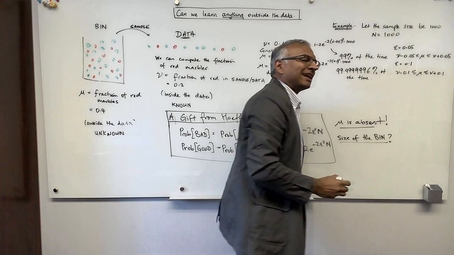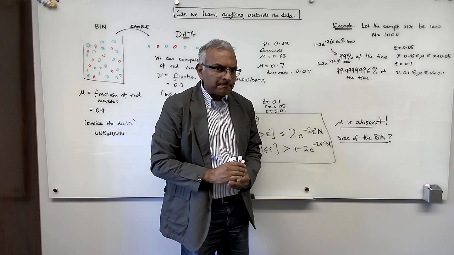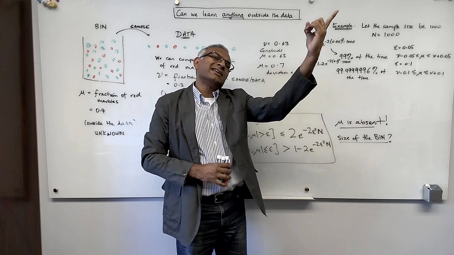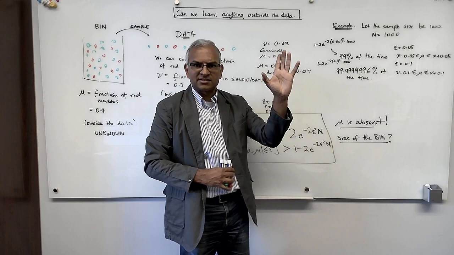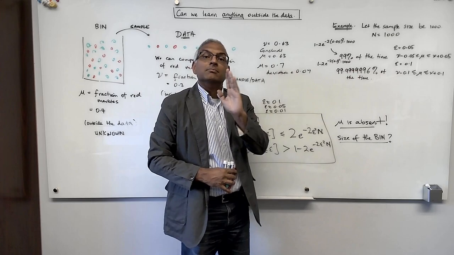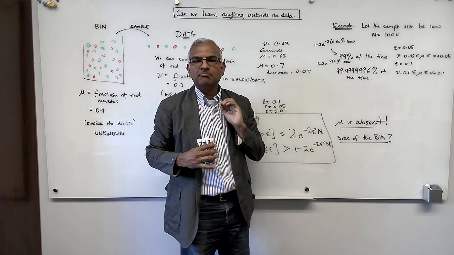So what that means is that if my sample size is 1,000, it doesn't matter what mu is. I pick a sample of size 1,000, and let's say the value of nu is 0.6. So I say mu is 0.6. Well, basically 100% of the time, mu will be between 0.5 and 0.7, because my error in deviation here is 0.1.